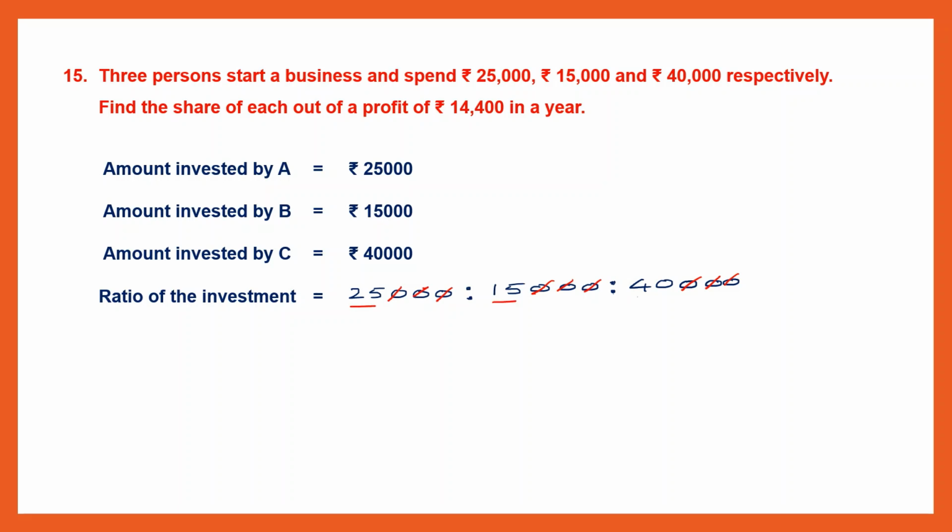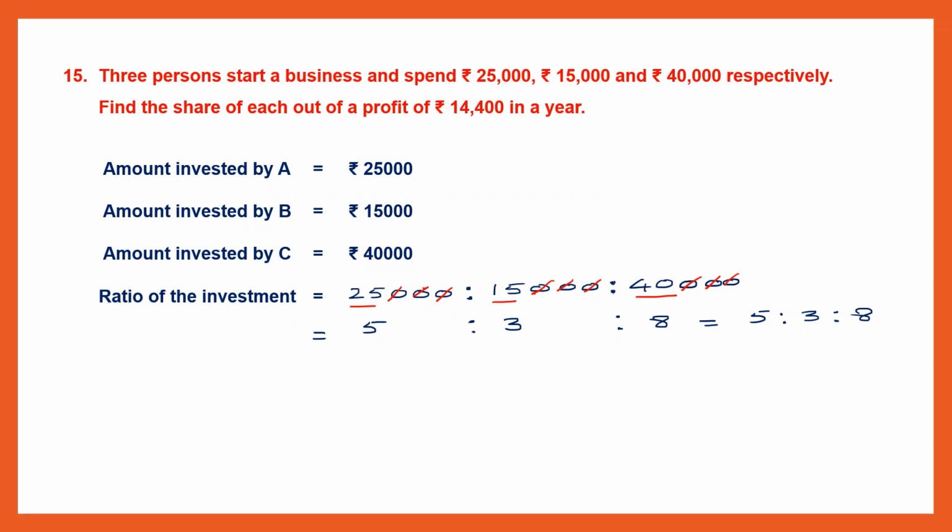Now what are our numbers? 25, 15 and 40. Again, we can reduce it here itself. We can divide 25, 15 and 40 by a common factor. And what is that common factor? 5, isn't it? So 5 into what is 25? 5 fives are 25. 5 into how much is 15? 5 threes are 15. 5 into how much is 40? 5 eights are 40. So what is the ratio? Let me put it close together: 5 is to 3 is to 8. This is our ratio, the ratio between the investments of these three persons.